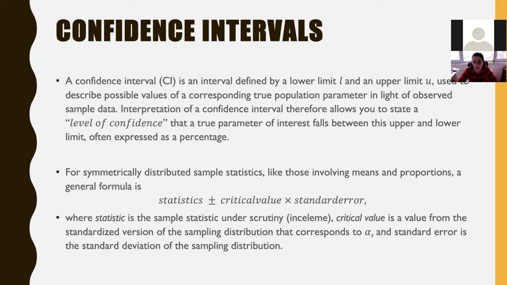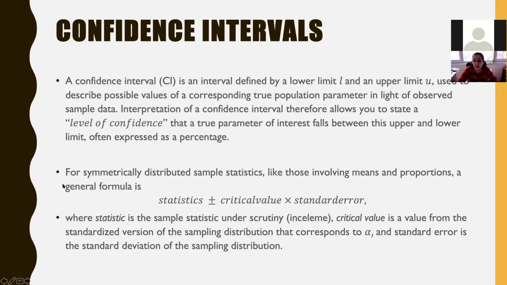For symmetric distributions, like normal distribution, like t-distributions in here, the general formulation is like this: you have the statistic plus or minus your critical value times the standard error.